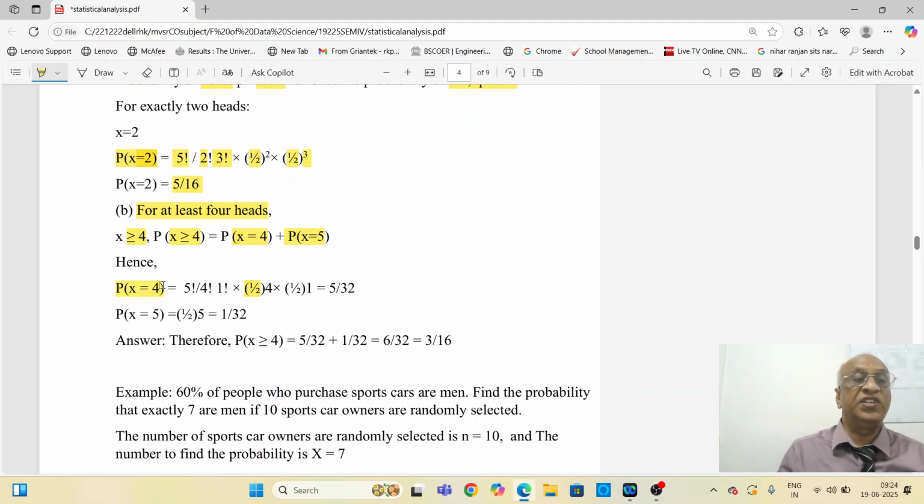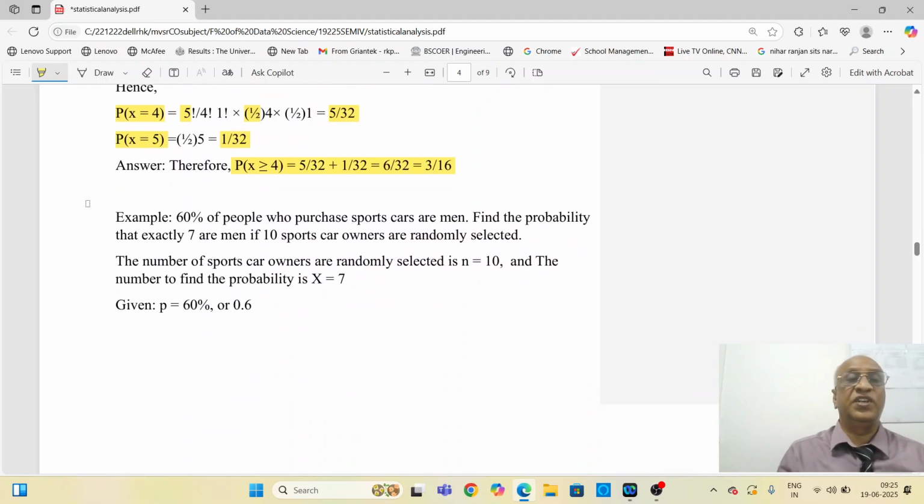So probability of x is equal to 4 is 5 factorial divided by 4 factorial into 1 factorial multiplied by half to the power of 4 into half to the power of 1. So that's coming to be 5 by 32, and probability of x is equal to 5 is coming to be 1 by 32. So at least 4 heads is coming to be the addition of these two.